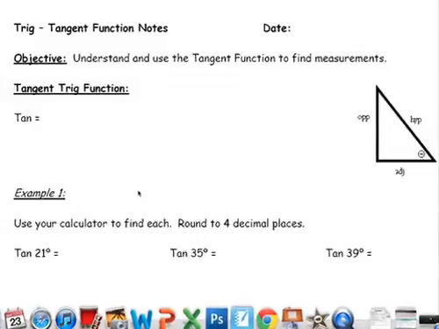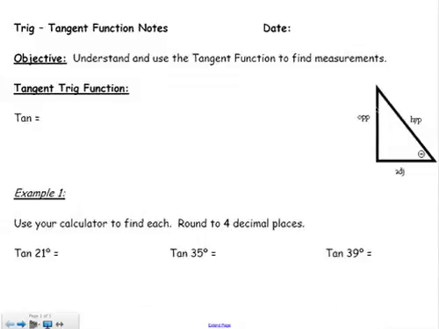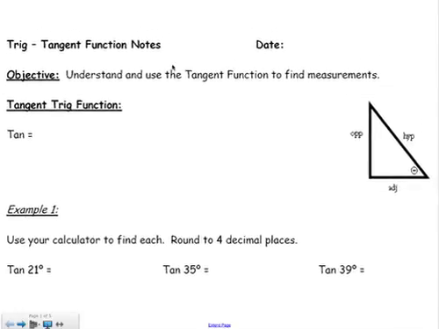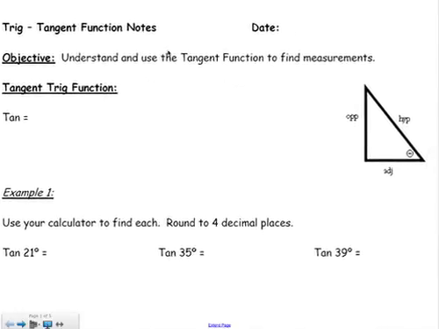Class, here we are again. We're looking at the tangent function. This is the next of the three trig functions that we're going to focus on in this class. A good reminder is that you should have memorized the simple concept of SOHCAHTOA.